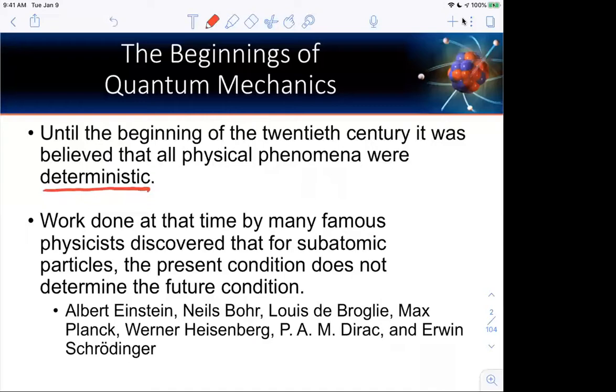Now, this was not found to be the case for things that were very, very small, like electrons. And no one really knew that until in the early 20th century, we had a ton of famous physicists determining that in atoms, the present condition does not determine the future condition, which means these particles were unpredictable. So they're indeterministic.